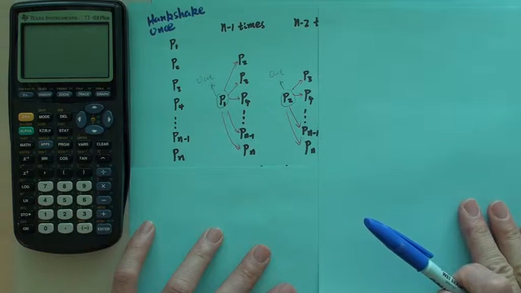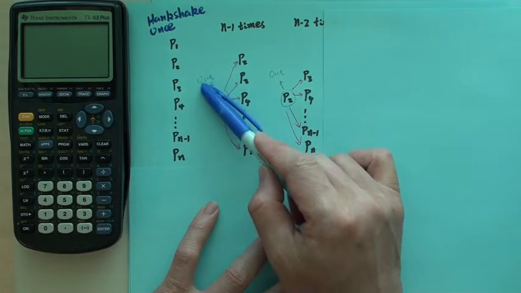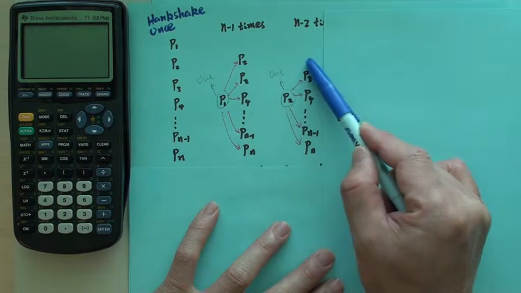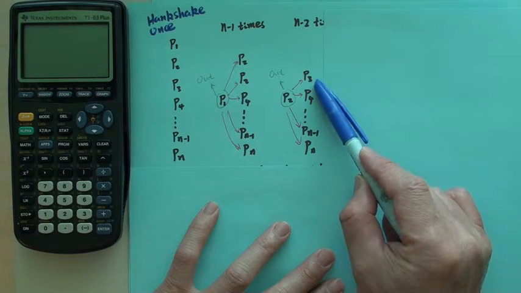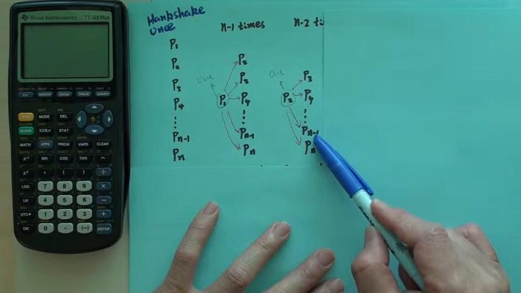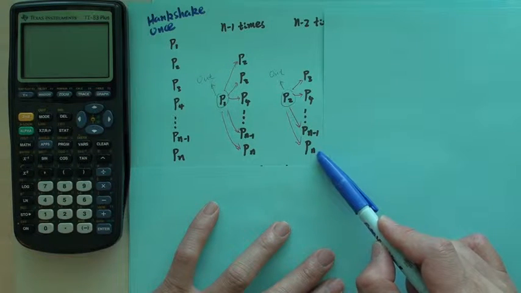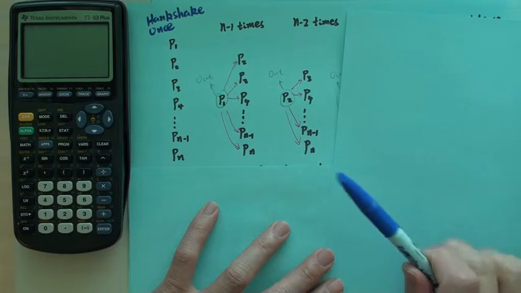Then it is time for the second person to come out. The first person is out, no longer in the line. The second person comes out, so it has the third person, fourth person, up to P n minus 1, and then the nth person. And how many times does this person have to shake hands?